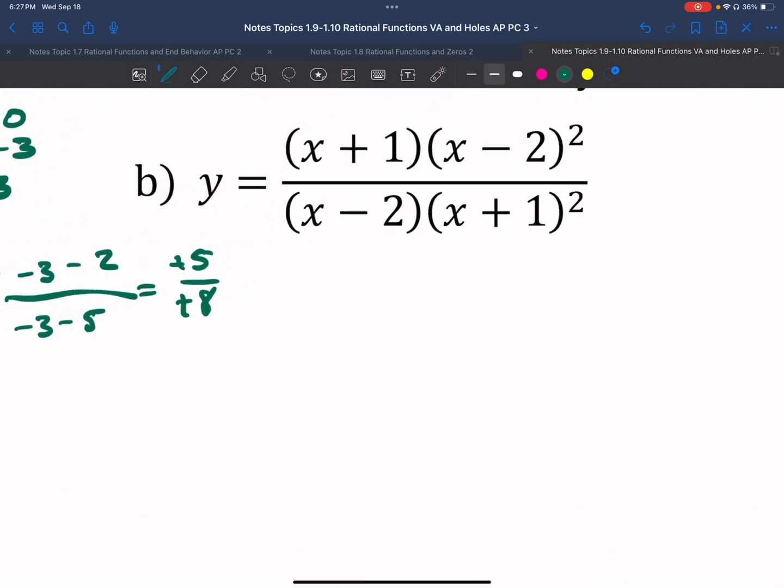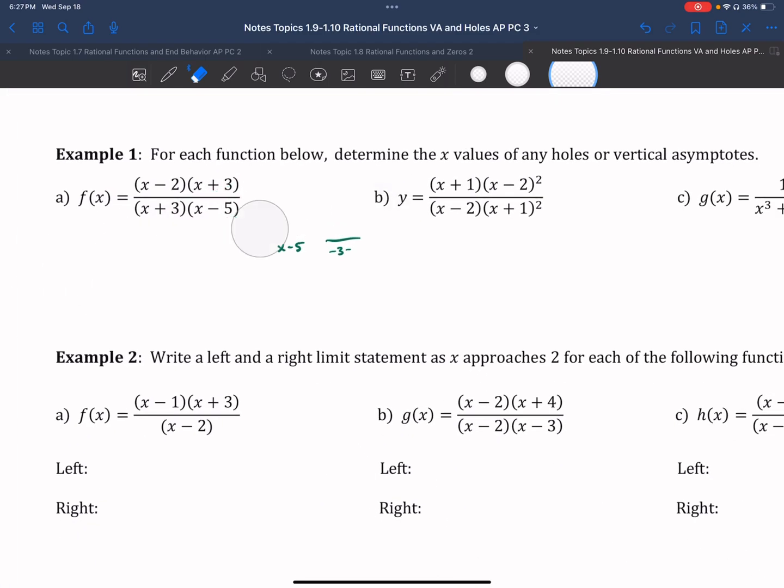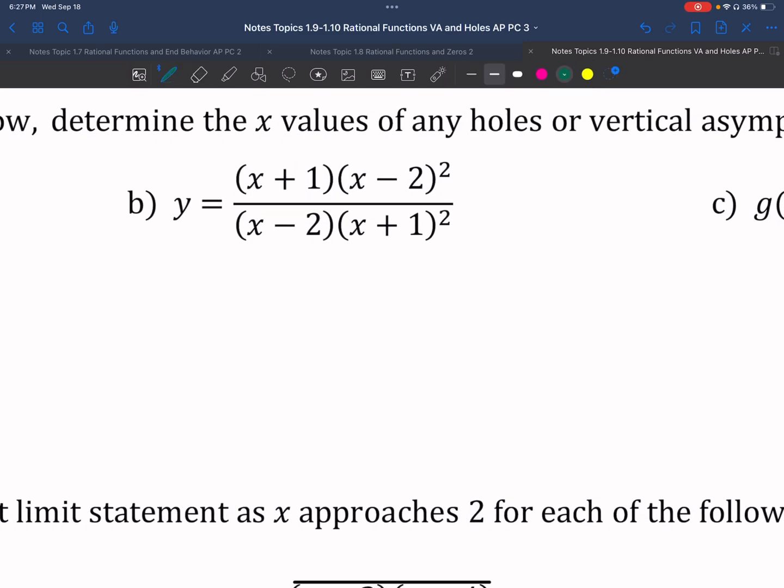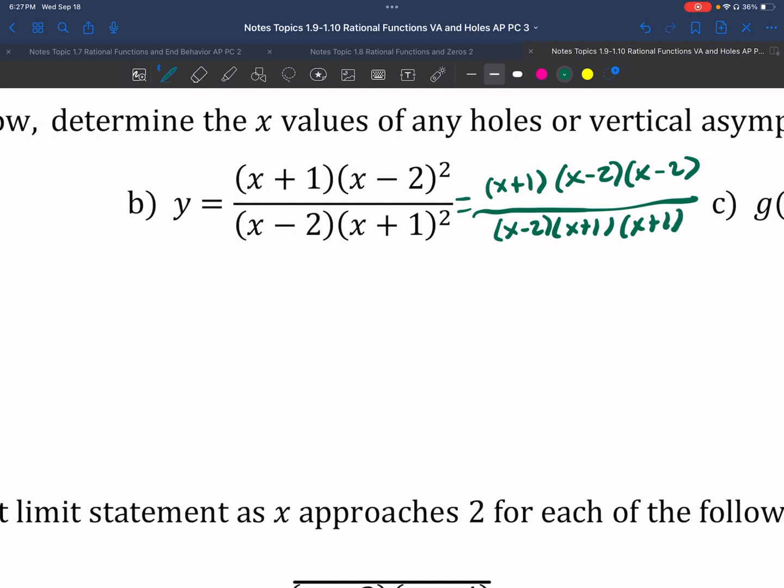Let's look at B. B is the same set of instructions. We are looking for any holes and any vertical asymptotes. So for this one, I'm just going to expand it to make it a little bit easier to understand. x plus 1 times x minus 2 times x minus 2 over x minus 2 times x plus 1 times x plus 1. So I can cancel out an x plus 1 from the top and 1 from the bottom, and then x minus 2 from the top, x minus 2 from the bottom. So I'd look at x plus 1, it did get canceled out, but I'm left with one of them in the bottom. So I'm going to say that I have a vertical asymptote at x equals -1.